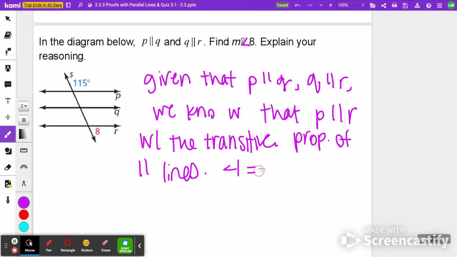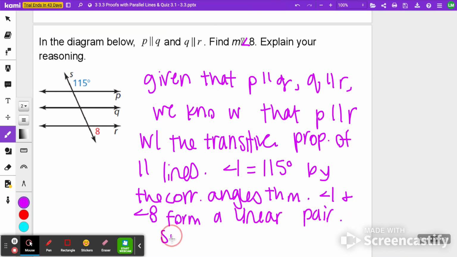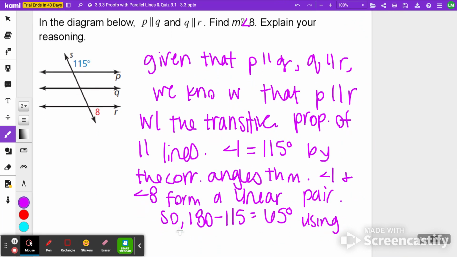Angle 1 is equal to 115 degrees by the corresponding angles theorem. Angle 1 and angle 8 form a linear pair. So 180 subtracting 115 is equal to 65 degrees using the definition of supplementary.